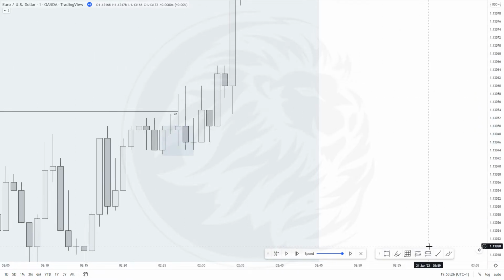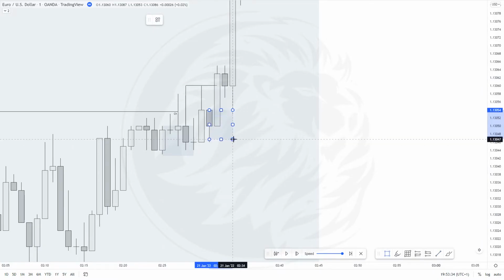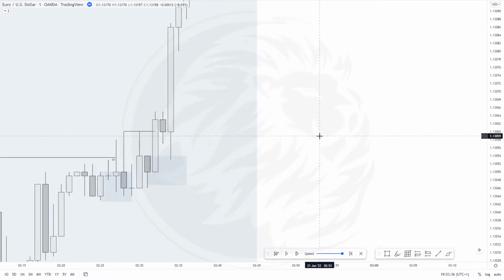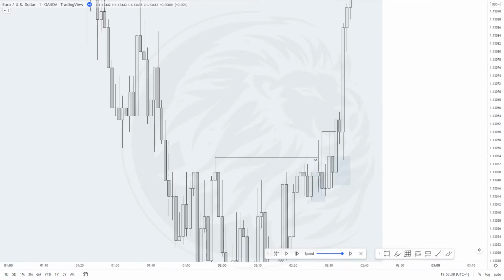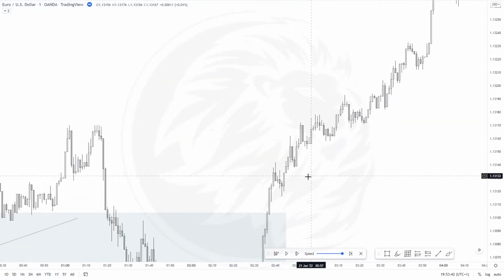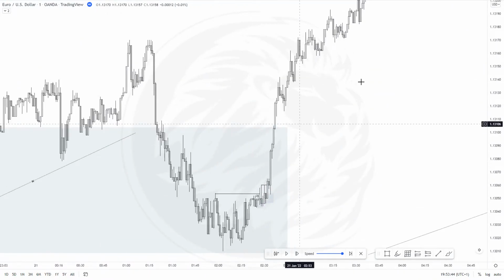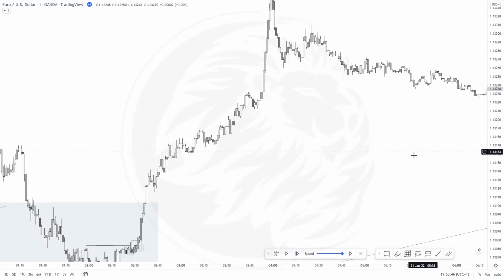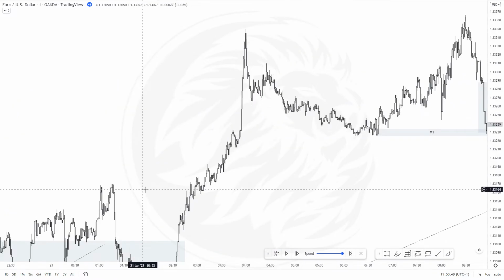Price after here breaks internal structure, and price comes back to mitigate this order block here. After this big manipulation, price moves to the upside very fast. It is during the night, so this is not a problem. It's during the Asian session.